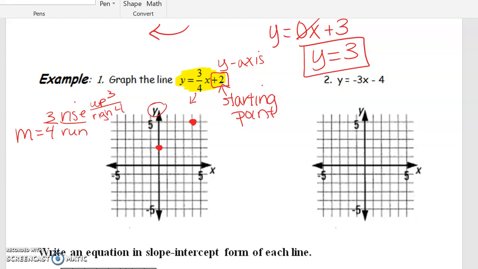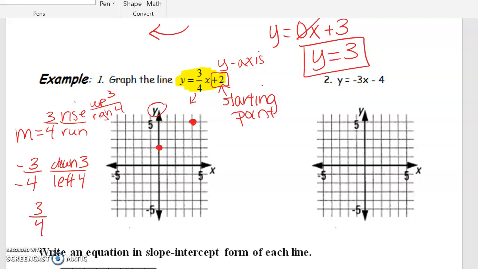Now, I could also travel in the opposite direction to extend the line out to the left. So if my slope is 3 over 4, instead of going up 3 and right 4, I could also go down 3 and left 4. Right? Because that would be negative over negative, which still ends up giving me a positive 3 over 4.